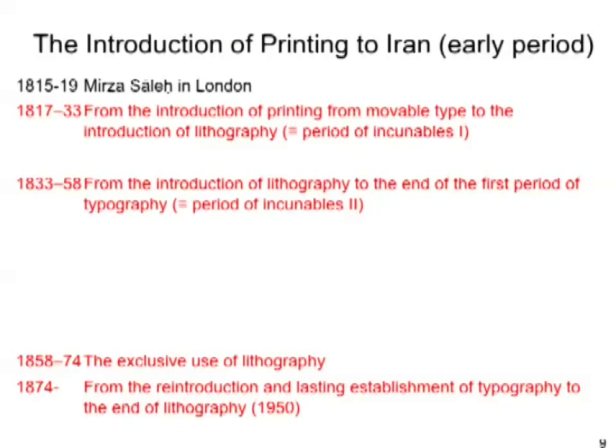First, we have the period from the introduction of printing from movable type in 1817 to the introduction of lithography in 1833. Then we have the period from the introduction of lithography to the end of the first period of typography, 1858. The third period ranges from 1858 to 74, where exclusively lithography was practiced in Iran. And a fourth period ranges from the reintroduction and establishment of typography in 1874 to the end of lithography, which occurred about the middle of the 20th century. For each of these periods, I would like to mention just a few contextual details.